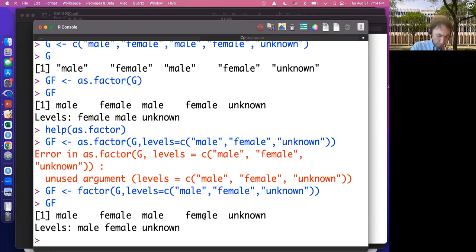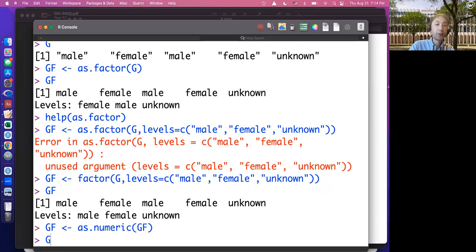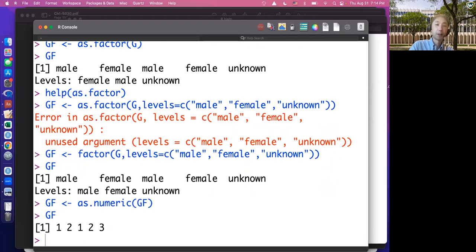Then, now R recognizes that there are 3 levels for this vector. And we want to change this as numeric sometimes. Then it returns 1, 2, 1, 2, 3. So male is the first category, female is the second category, and unknown is the third category, and so on.